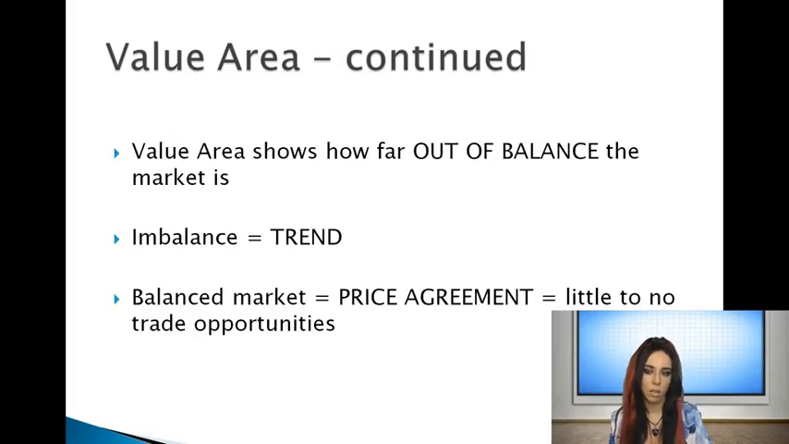But overall, the value area shows us whether the market is out of balance and how far out of balance it is. As we know, the imbalance in the market is trend. And the balanced market means that every market participant is agreeing on the price. That means there's little to no trade opportunities, especially not with the trend.